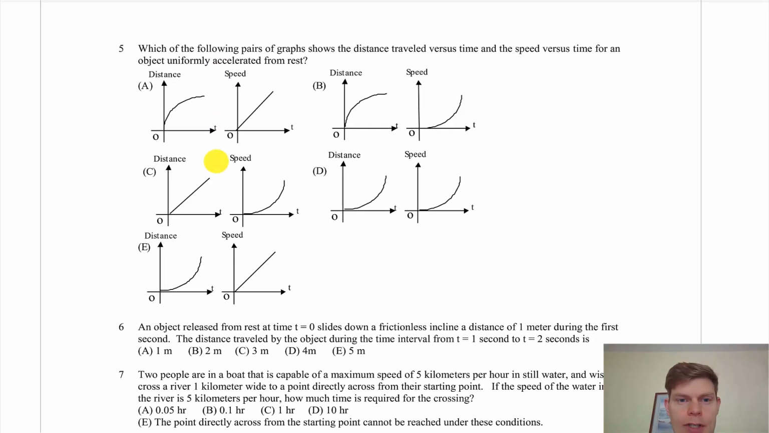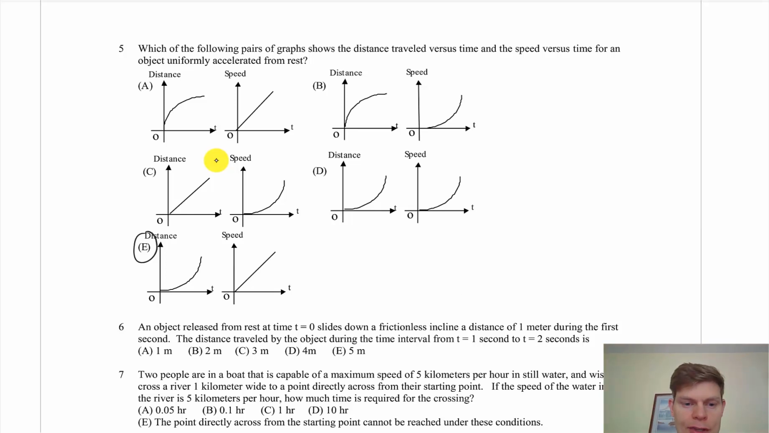All right. So for this guy, we want an object uniformly accelerated from rest. So it starts off at 0, and it's uniformly accelerated, so the speed is going up by a certain amount each time. So it should have a speed graph kind of like this. And if we look at that, that leaves A and E. And E is our go-to, because if it started at rest and it's getting faster and faster, our displacement should be getting bigger and bigger.